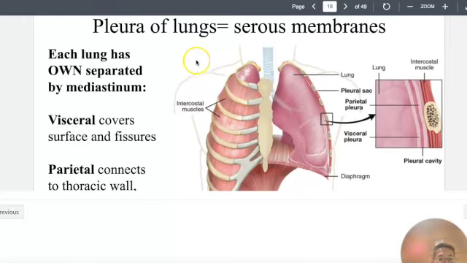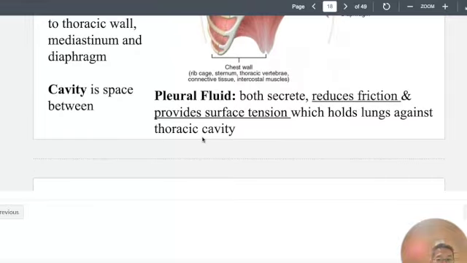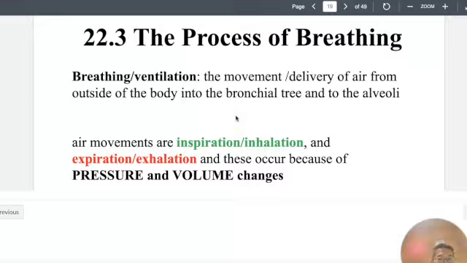Oh, here it is. Here's that pleura, the serous membrane we talked about earlier, okay, the visceral pleura and the parietal pleura. The parietal one is connected to the wall. The visceral one is connected to the lung itself. The fluid, again, is to reduce friction.